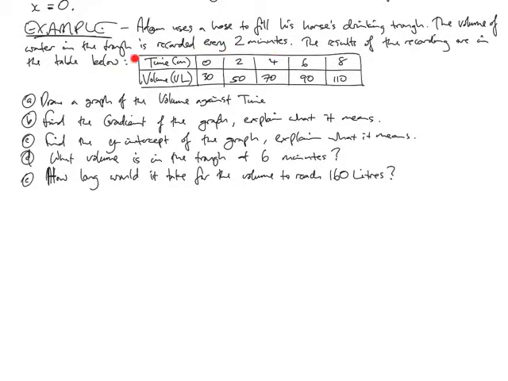So here's your table. You're recording every 2 minutes: 0 when he started, 2 minutes, 4 minutes, 6 minutes, 8 minutes, and you can see he started off with 30 litres in the trough already. After 2 minutes it was 50, after 4 minutes it was 70, 90 and 110. We can tell this is a linear relationship because time is going up by 2, a constant amount, and the volume is going up by 20 every time, also a constant amount, so it's going to be a perfectly linear relationship. So of course, first question, draw a graph of the volume against time.